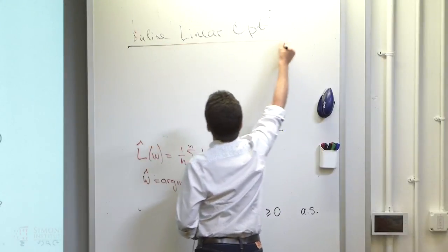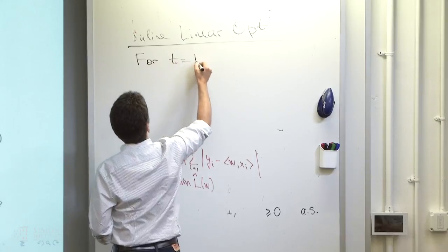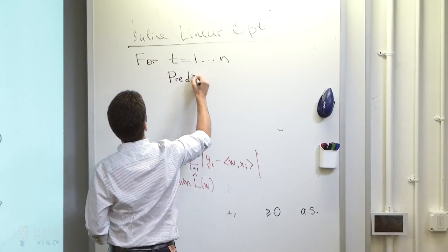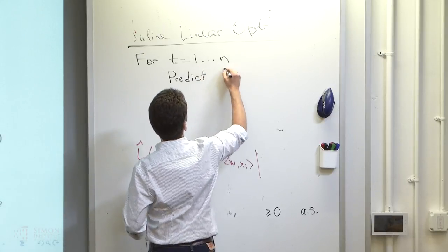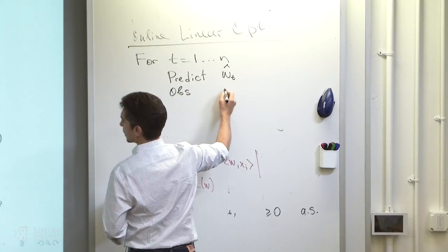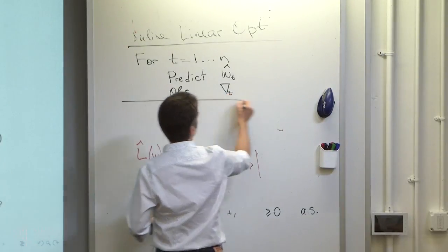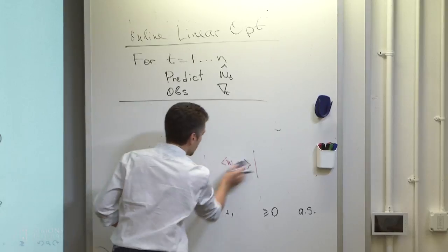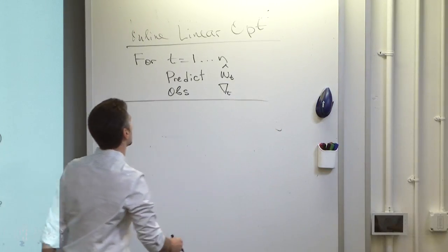And it's nothing fancy. So for t from 1 to n, we predict or choose w hat t, and then observe, in that notation, nabla t, and that's it, right? So that's the process. Think of this as a game, and in fact, we're going to be writing these as games later.